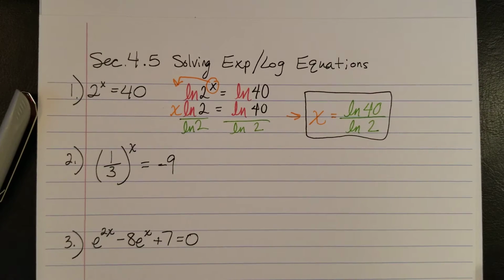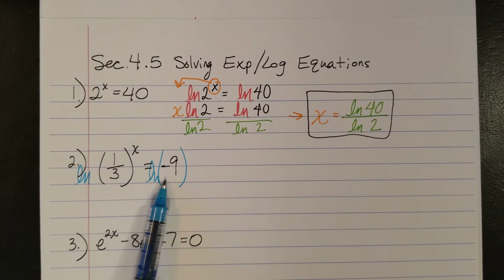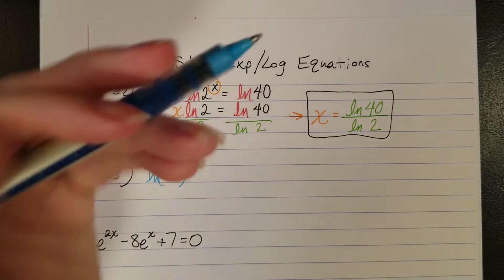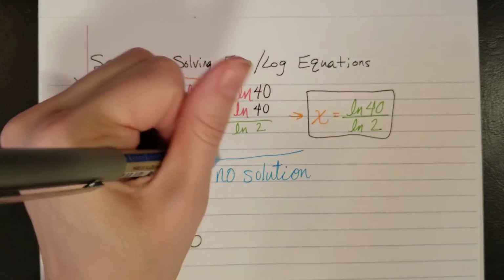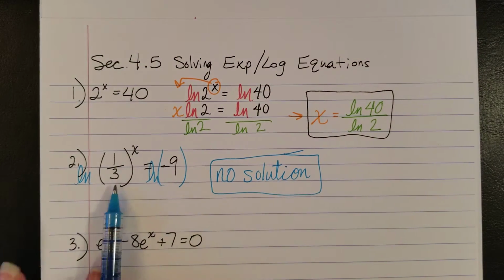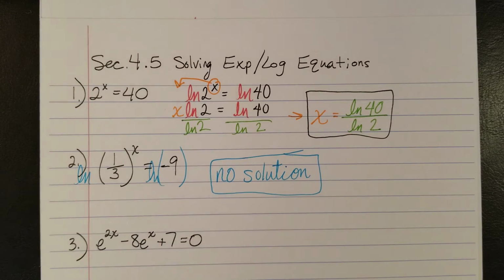So number 2, 1/3 to the power of x equals -9. You could take a log of both sides. Let's say you took the natural log of both sides. Well, the argument always has to be positive, so that's going to be undefined. That means there's going to be no solution. If you have a positive number and you raise it to an exponent, it can never equal a negative answer.